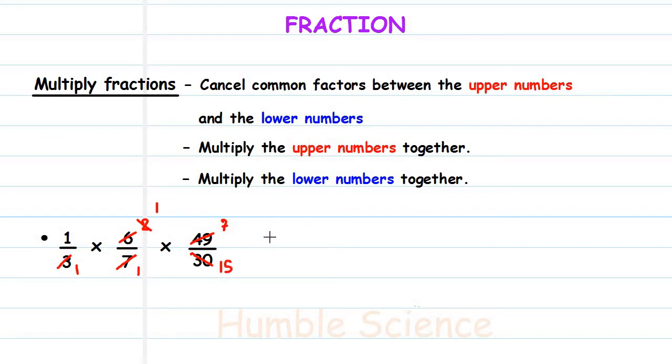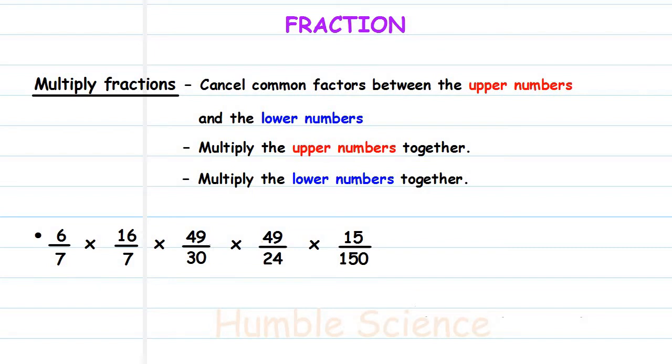Now we can multiply the upper numbers. 1 times 1 times 7 will be 7. And for the lower numbers, 1 times 1 times 15 will be 15. So the answer here is 7 over 15.